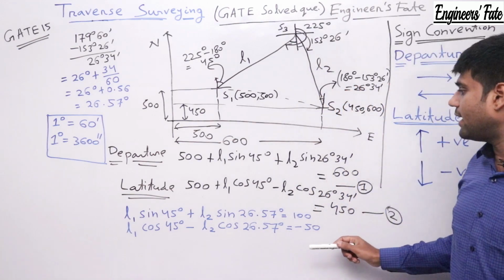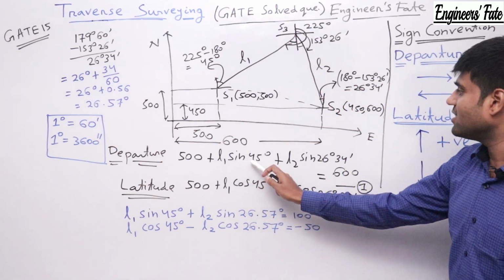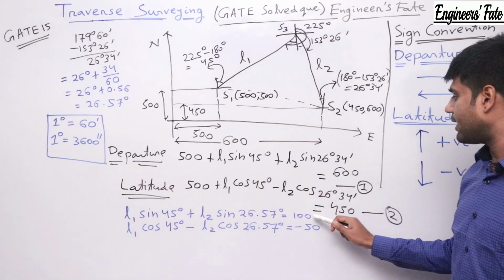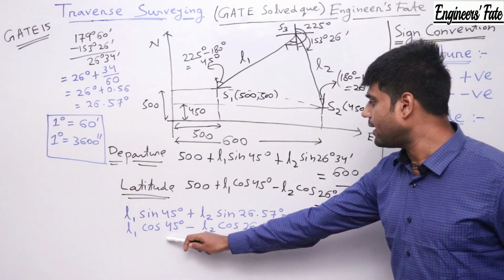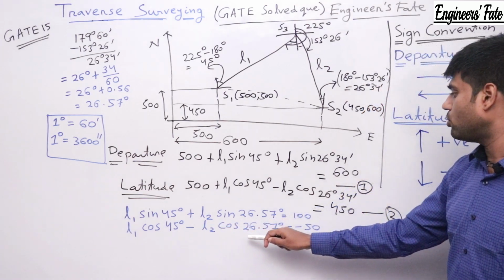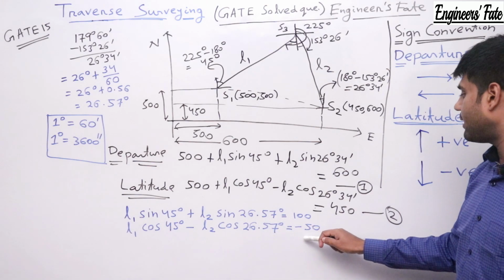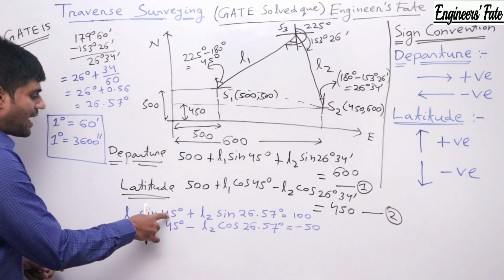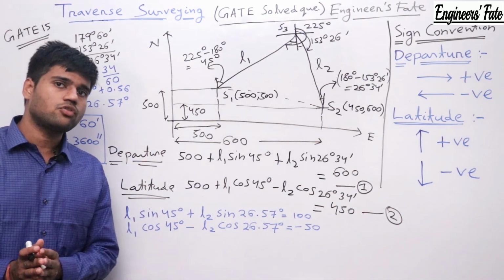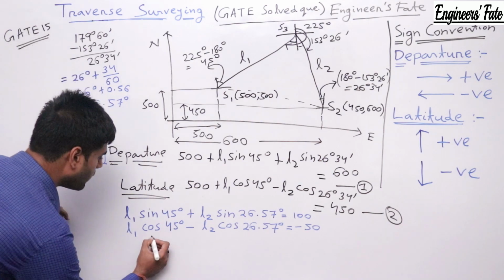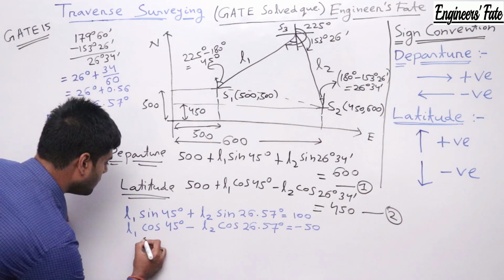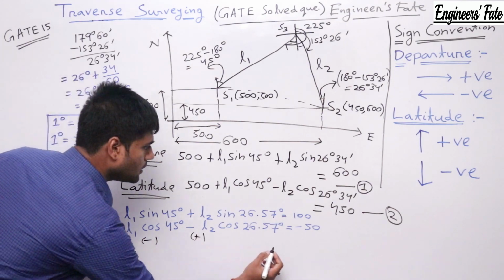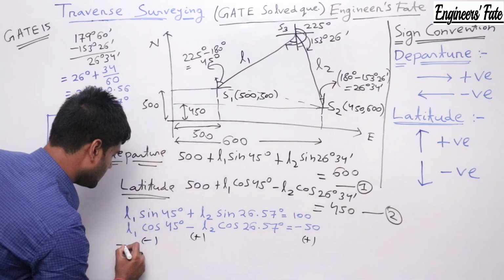So I have to rewrite the equation. L1 sin 45 degree plus L2 sin 26.57 degree equals 100. Similarly, L1 cos 45 degree minus L2 cos 26.57 degree equals minus 50. Now we know the sin 45 degree value equals the cos 45 degree value. So now I am going to subtract equation 1 and equation 2. So if minus, this will come as plus, this will also come as plus.